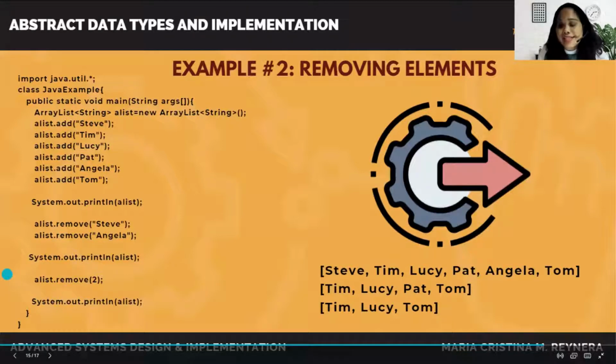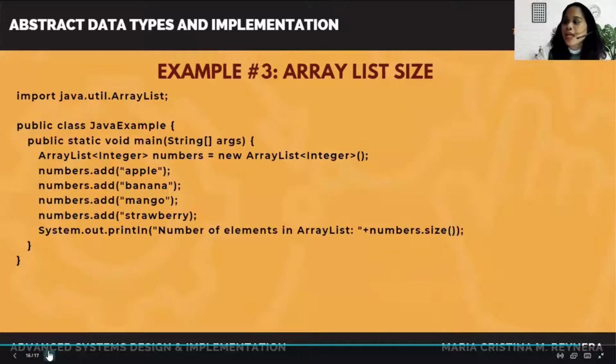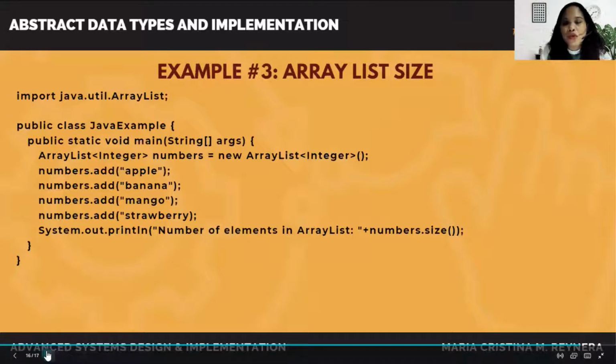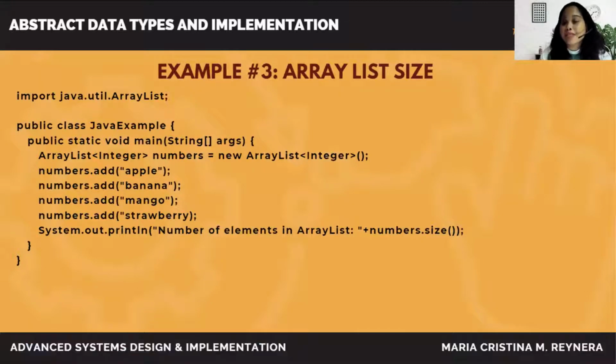So let's have the last example. I'm giving you the last example for this one. I hope you will be able to understand more. So array list size. We use that one to count how many elements are inside. So basically we're using the size method of array list to find the number of elements inside of the program.